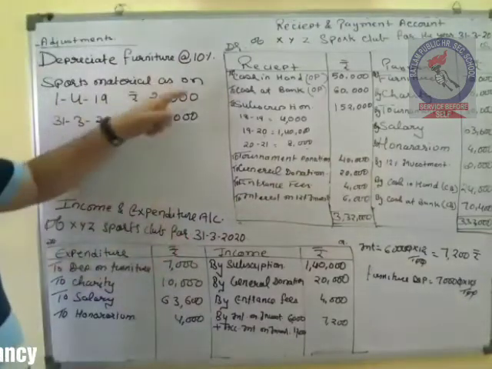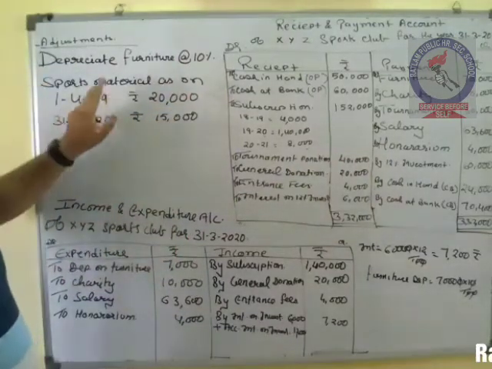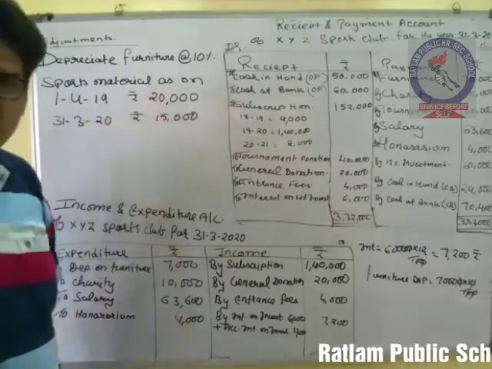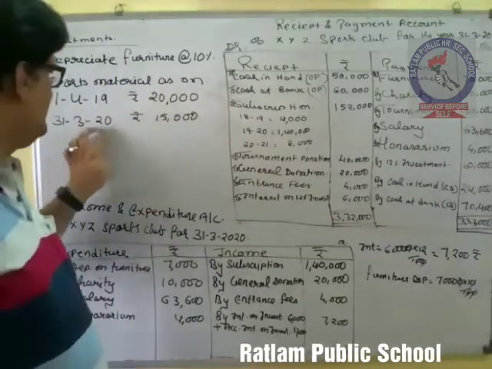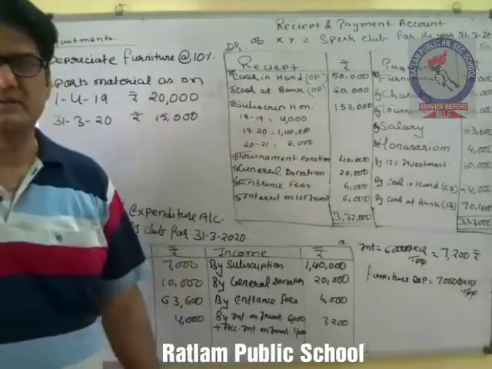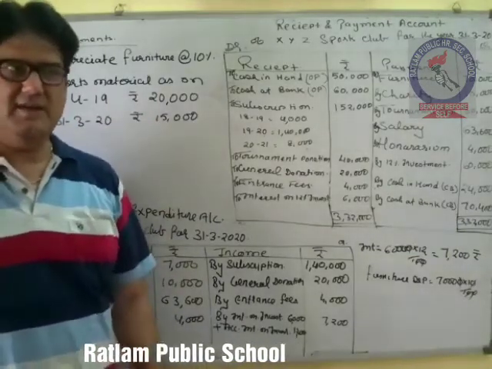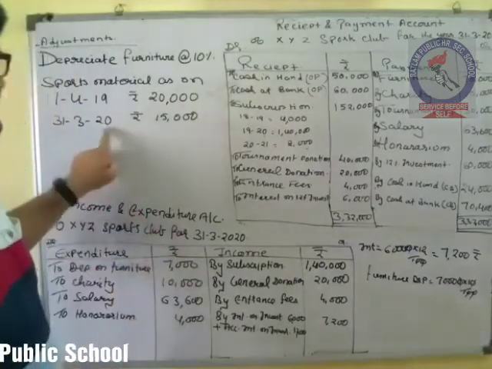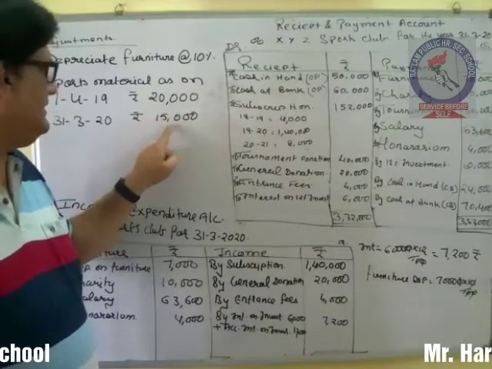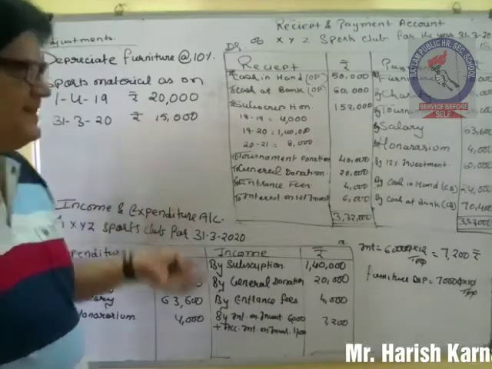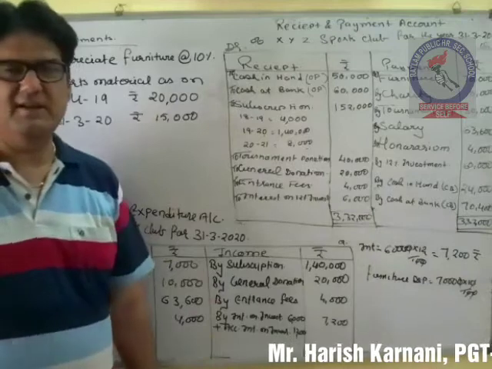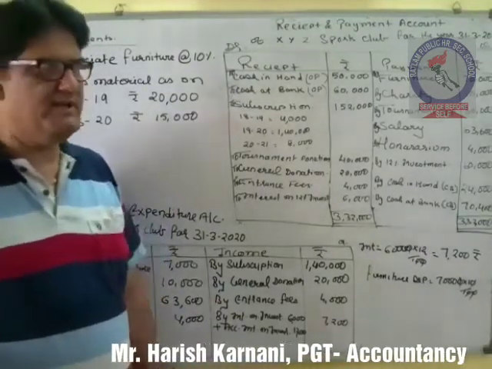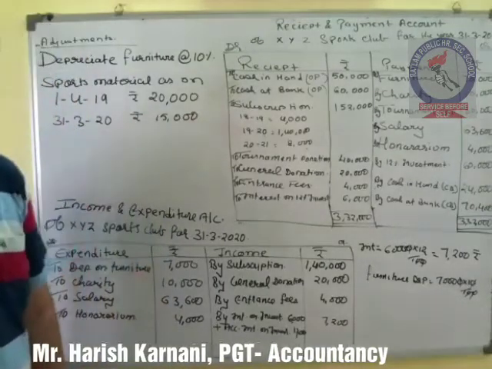Now one more adjustment we have written, that we were having the sports material on 1/4/19 20,000 rupees, and then on 31/3/20 it was 15,000. So in the beginning of the year we were having 20,000 rupees as a sports material, and at the end we were only having 15,000. So what has happened, that during the year we have consumed the material worth rupees 5,000. So that is a part of the material consumed during the year.